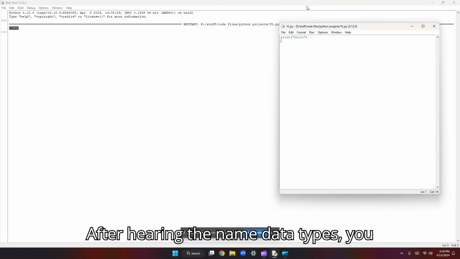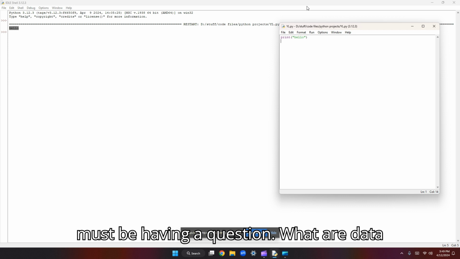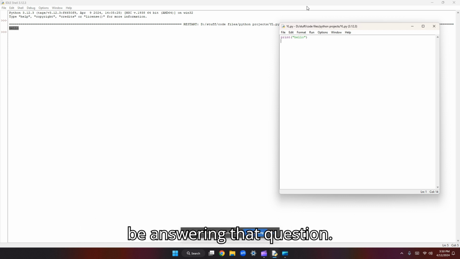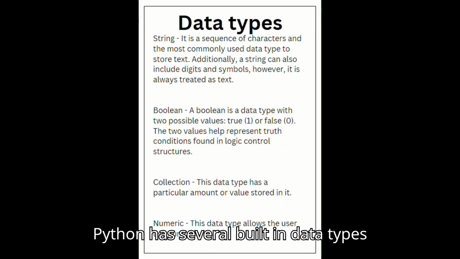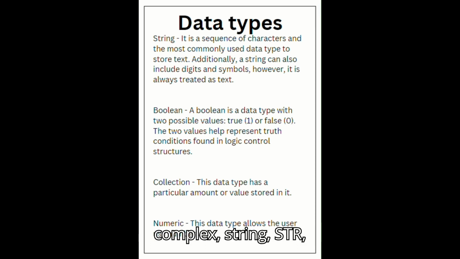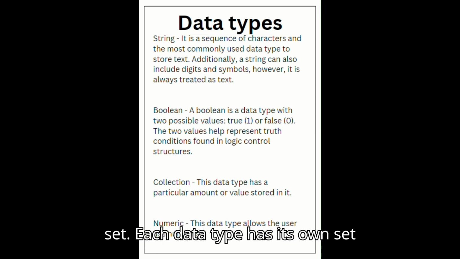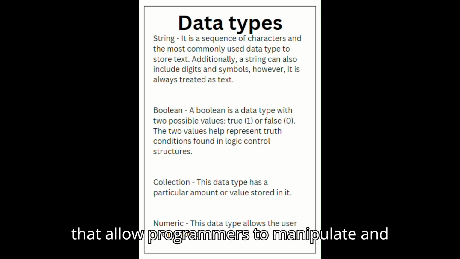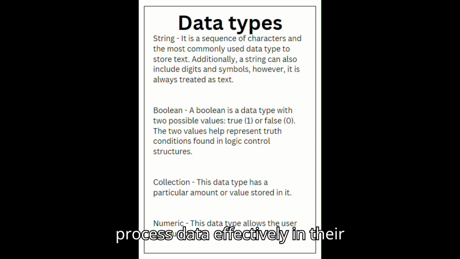After hearing the name data types, you must be having a question: what are data types and why are they needed? Well, I'll be answering that question. Python has several built-in data types, including numeric types: int, float, complex; string: str; boolean: bool; and collection types: list, tuple, dict, set. Each data type has its own set of properties, methods, and behaviors that allow programmers to manipulate and process data effectively in their programs.